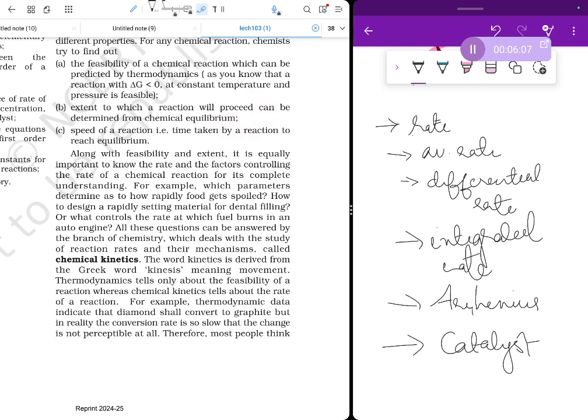But the thing is that it will take years and years, because its kinetics is very slow, its speed is very slow. So whether the reaction will take place or not, according to thermodynamics it will take place, but according to kinetics it will not.